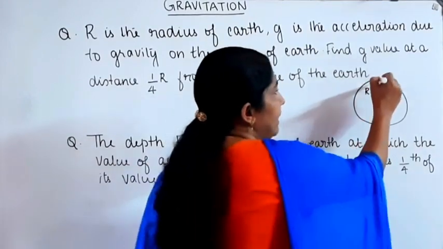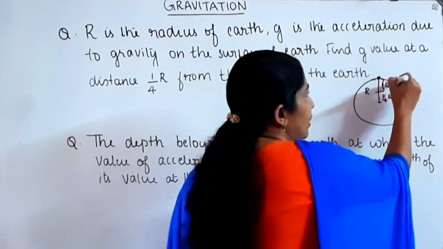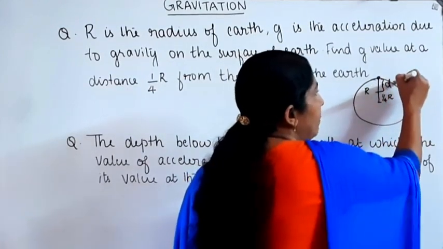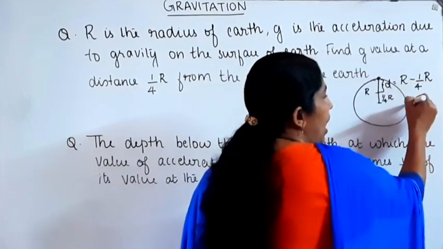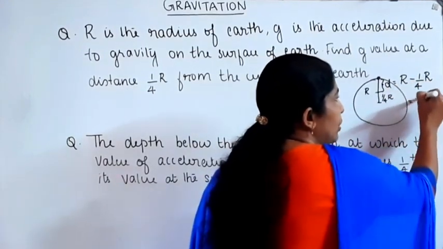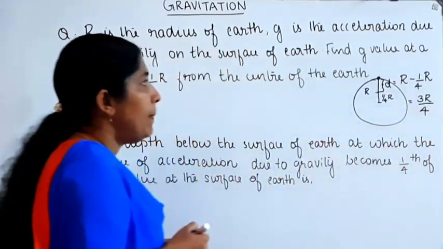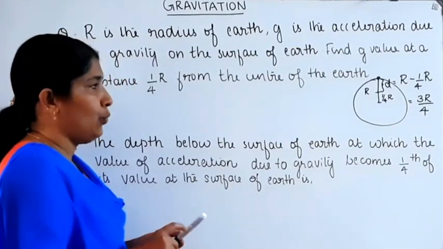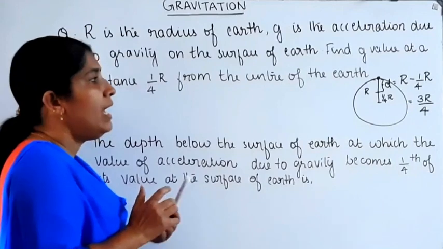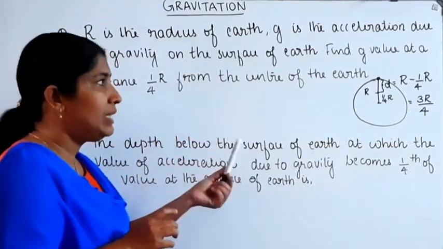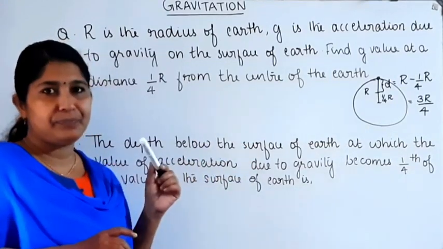Then what about the depth? Depth d is equal to R minus 1 by 4 R, that's equal to 3R divided by 4. Here 1 by 4 R is the distance from the center of the earth. Then what about the depth? Depth d is equal to 3 by 4 R.